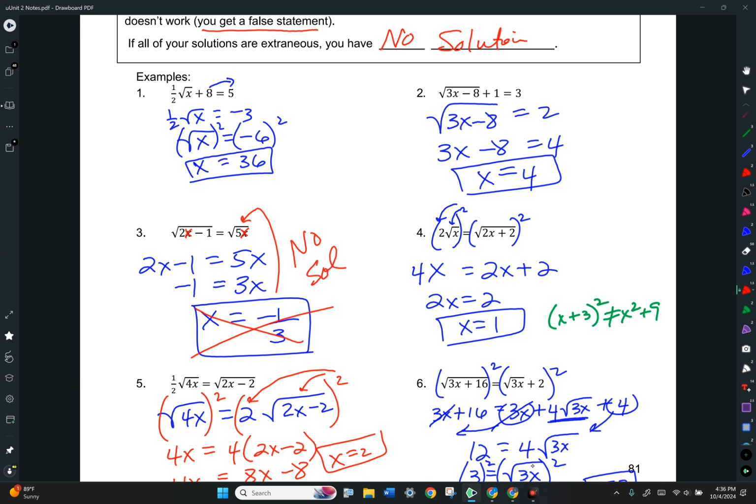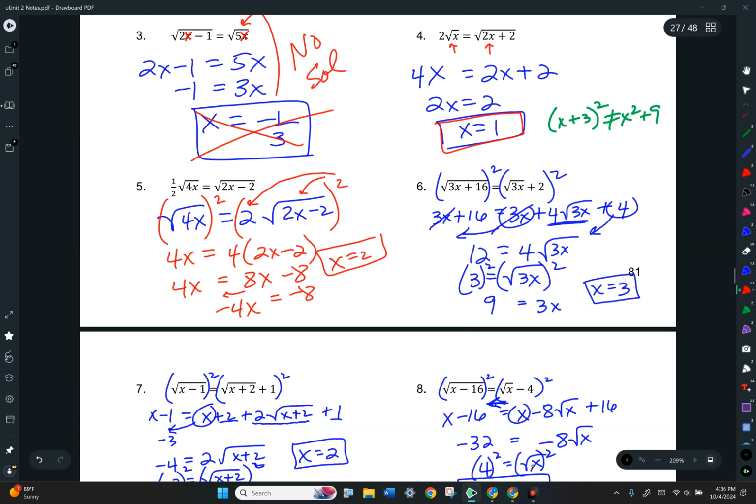Okay, so just to kind of show you, remember we're going back into the original equation. On number 4, if I were to plug a 1 in for x, that's okay, right? You're not going to have imaginary. So you don't even have to go any further. It will work. The only time it's not going to work is if you end up with an imaginary number. So you don't have to worry about it. That's going to work.